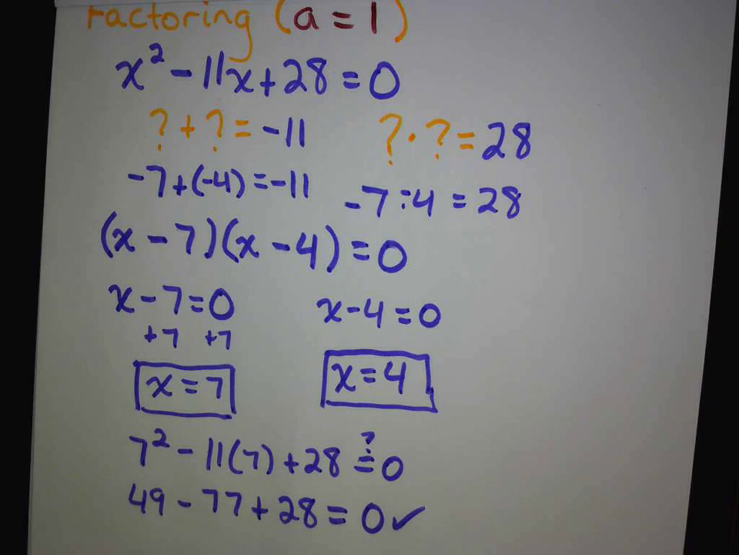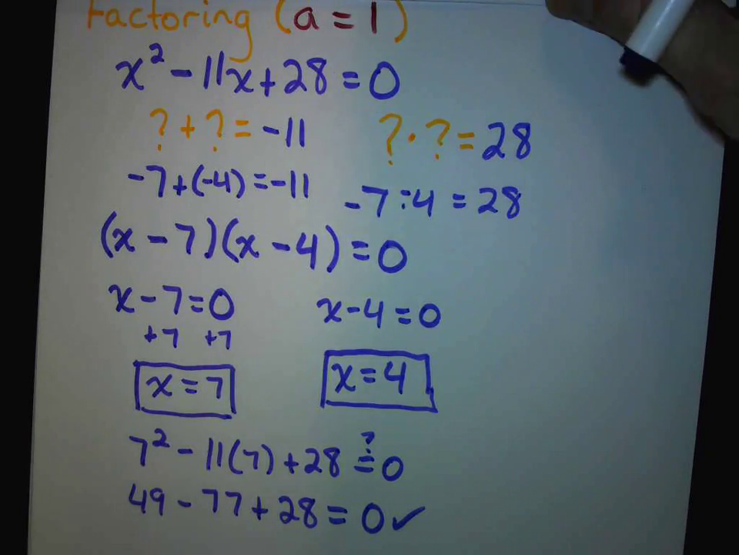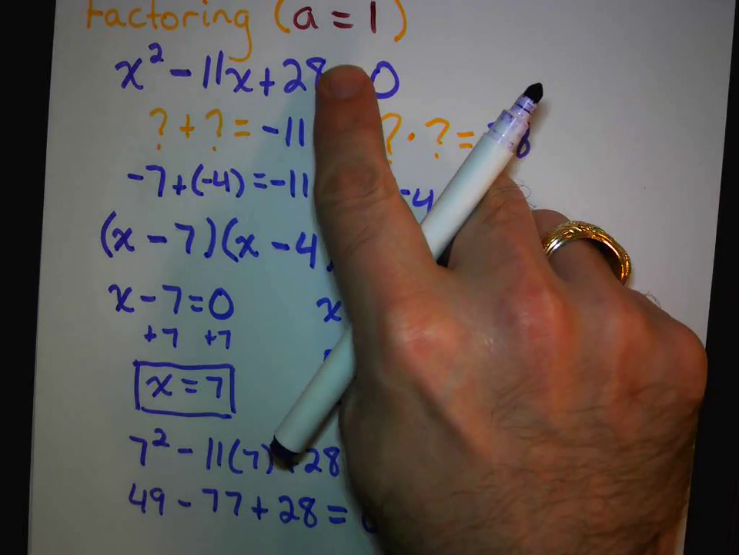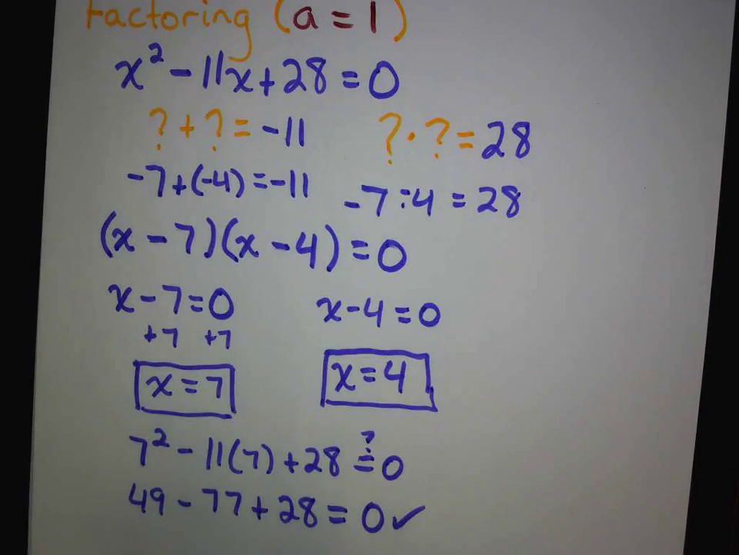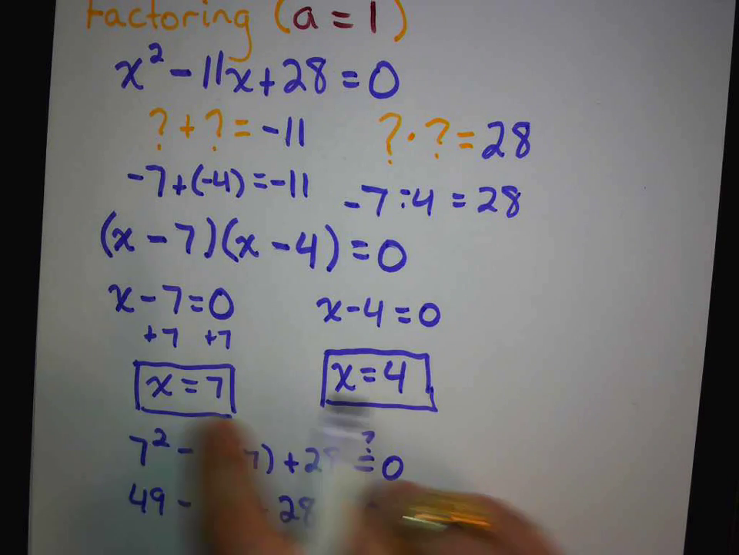Okay. We could do the same thing with 4. If we plugged 4 in for x into our original equation, we would see that it also gives us 0. So we've found our two solutions, x is 7 and x is 4.